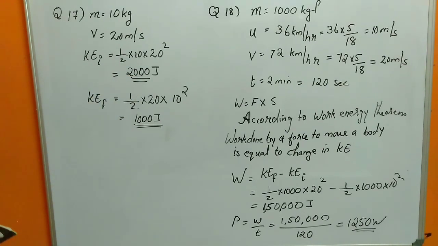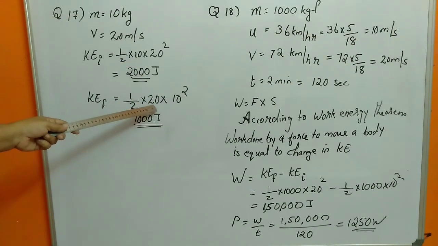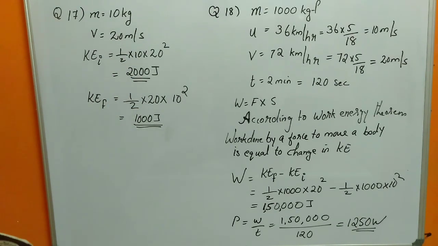Now you are asked to find the final kinetic energy, but here one condition is given. If the mass of the body is doubled, here the mass is 10, so I substitute the doubled mass. Instead of 10 kg it becomes 20 kg and the velocity becomes half, so 20 becomes 10. So we are asked to find the final kinetic energy. You will get half m v square, that is 1000 joule.